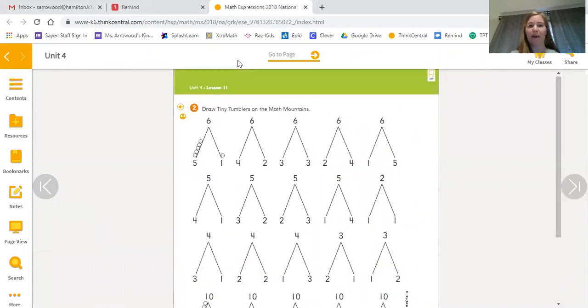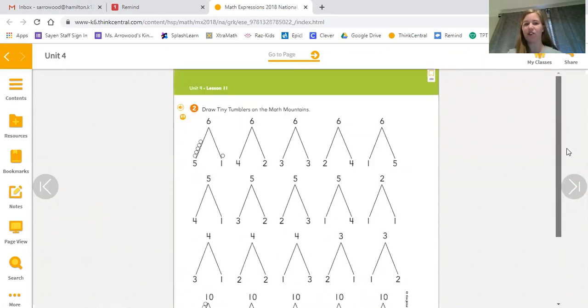Do you remember what these were called? We talked about them, and they live on a math mountain, right? And they are called tiny tumblers. And they're another way to help us with partners. So up top is how many live on the mountain. So on this mountain, we have 6 tumblers that live up there. And remember, some tumble down one side and some tumble down the other side. And when I get to the bottom, they make my partners of my whole number.